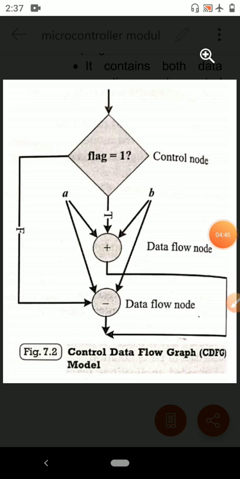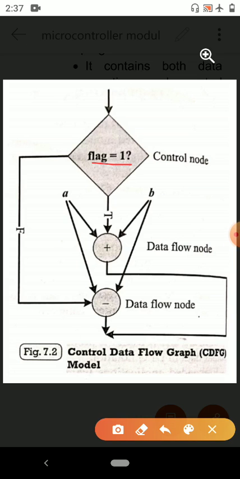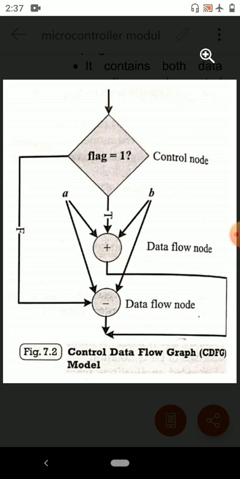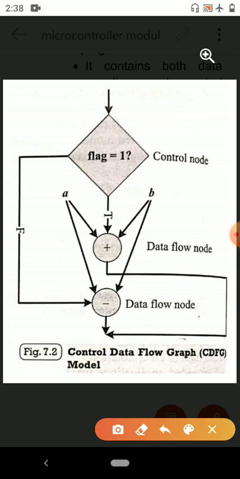Let's consider a requirement. If flag equals 1, then output must be a plus b, otherwise a minus b. See in this figure, if flag equals 1 and it is true, the output is A plus B. Else, if it is false, meaning flag is not equal to 1, then output is A minus B.